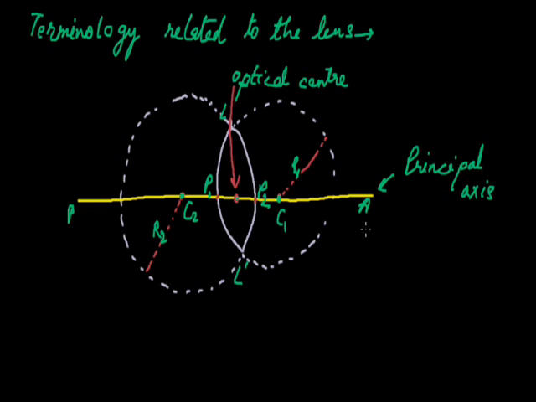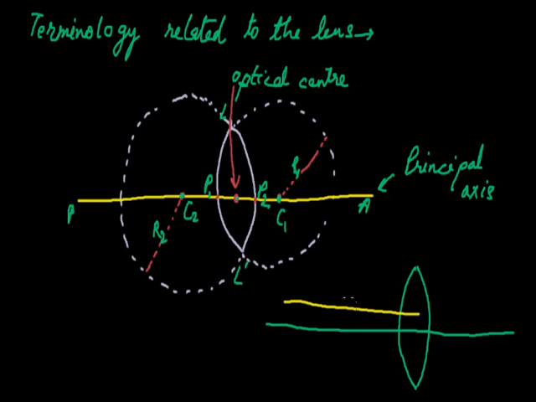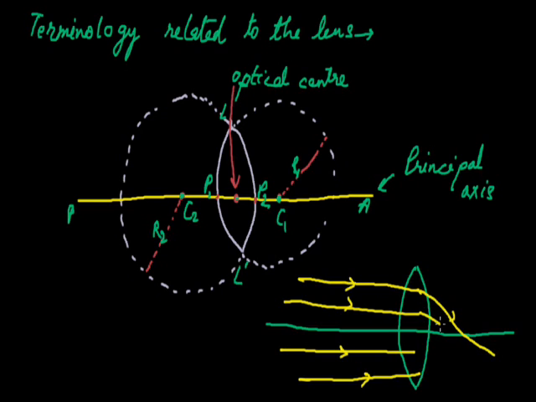Besides the principal axis, if we talk about the behavior of the convex lens, then if the incident rays are parallel to each other, as well as parallel to the principal axis, what a convex lens does with the rays falling on it is bend all the rays in such a manner that after bending, all the rays pass through a common point, and this common point is said to be the focus or the principal focus of the lens.